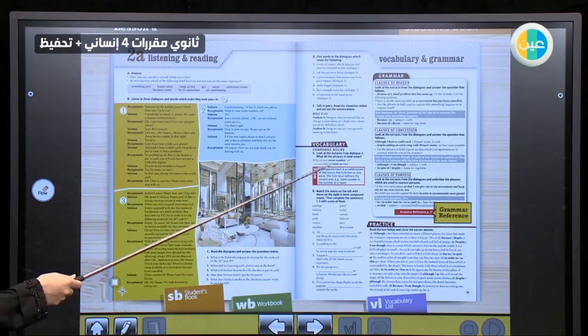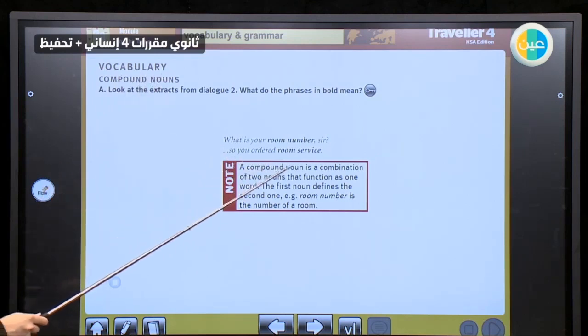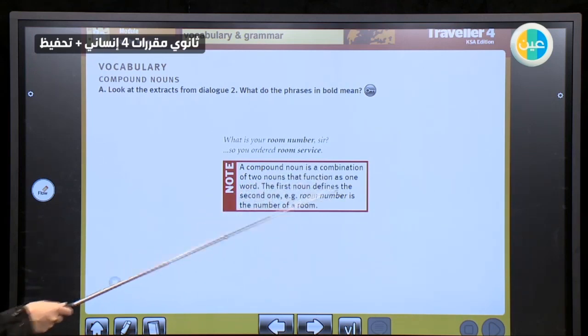Then we have here vocabulary. We will just mention it quickly. Look at the extracts. What is a compound noun? A compound noun is a combination, a mix of two nouns that function as one word. So we have two words combined together. We combine these words together and they function as one word. The first noun defines the second one.